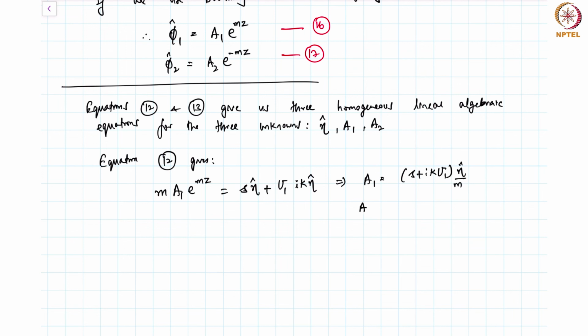Similarly, if I use equation number 13, I get a2 will be minus of (s plus ik u2) eta hat by m. Let's call this equation number 18. So now we have used two of the equations, 12 and 13, to get these constants a1 and a2. These are the amplitude terms a1 and a2 in 16 and 17. Now once we know a1 and a2, I basically know phi1 hat and phi2 hat.